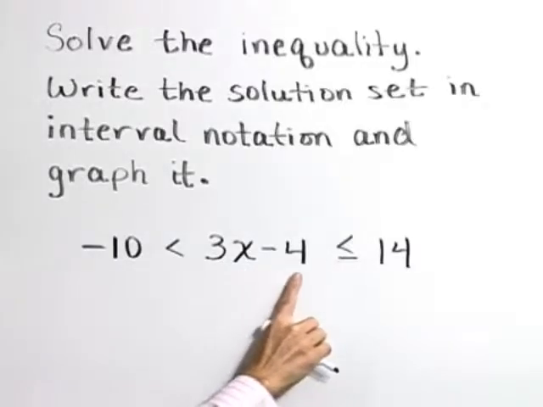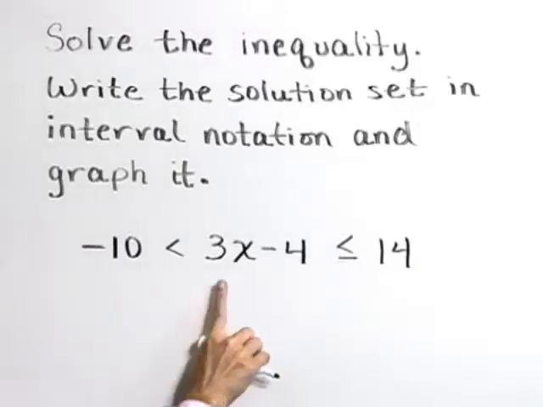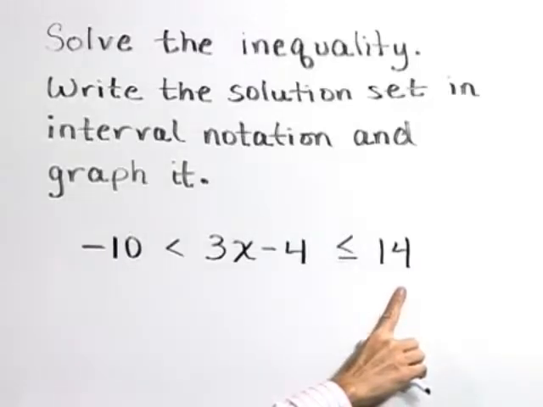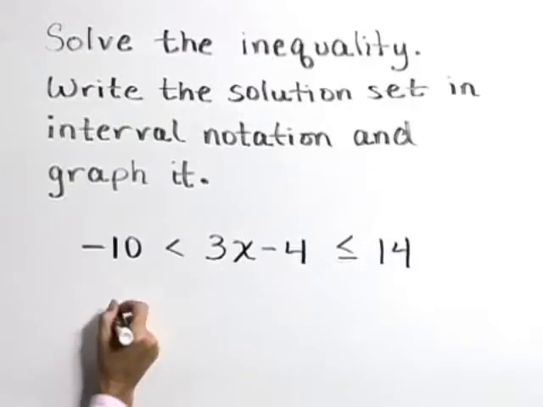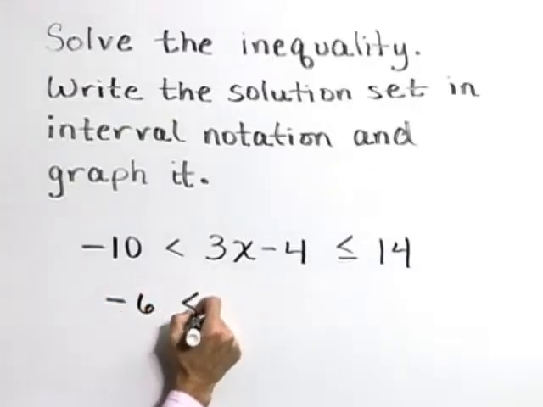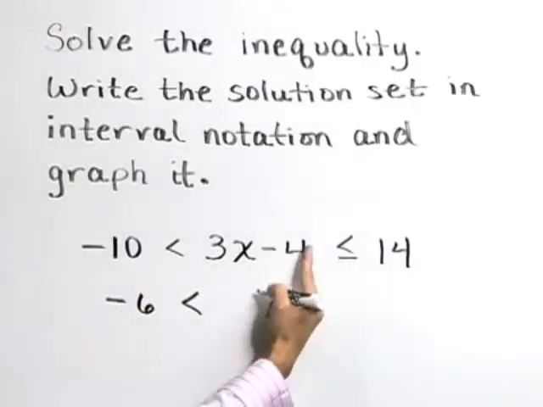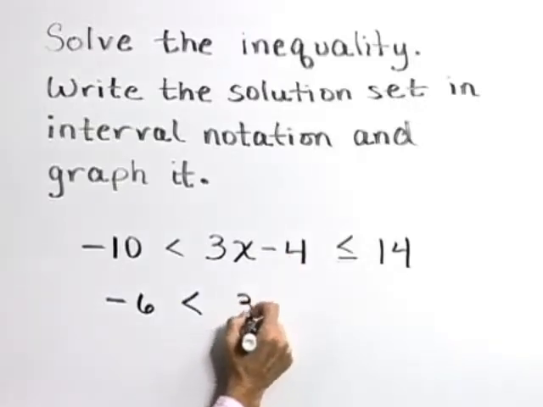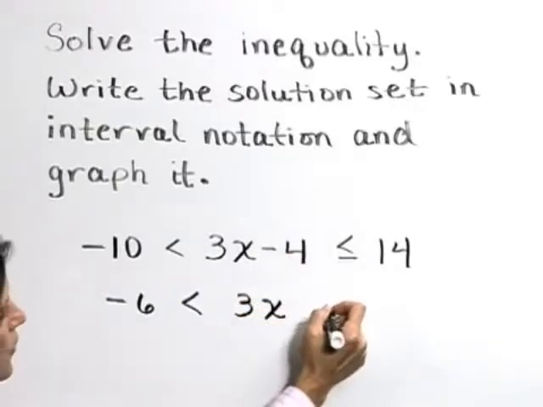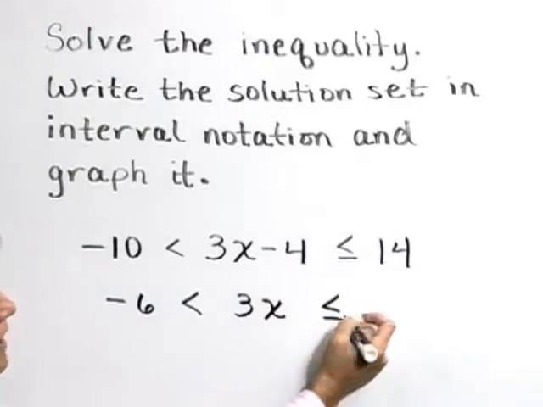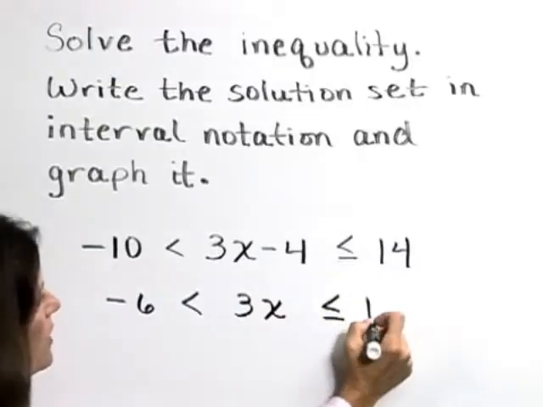Let's start that by adding 4 to each piece of the inequality. Negative 10 plus 4 is a negative 6. Adding 4 to the middle cancels out that negative 4, leaving us with a 3x term. And on the right-hand side, 14 plus 4 is 18.